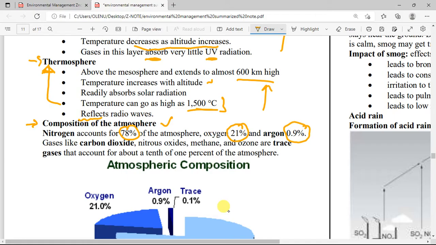Now, you also have things like water vapor, and also nitrous oxide and the rest. But majorly, you need to know the 21%. 0.03 to 0.04% of carbon dioxide is also found within this layer.